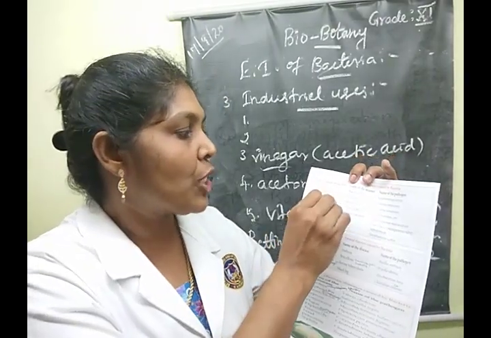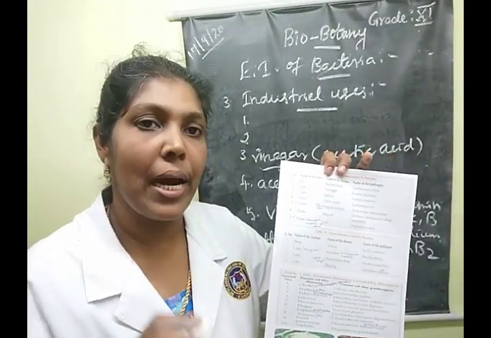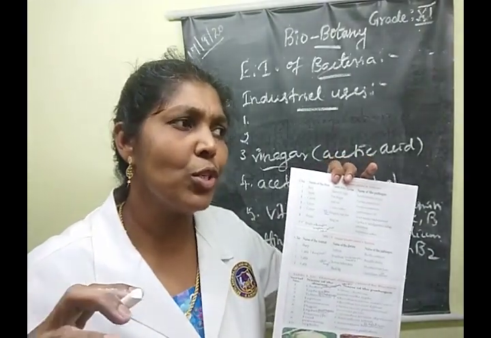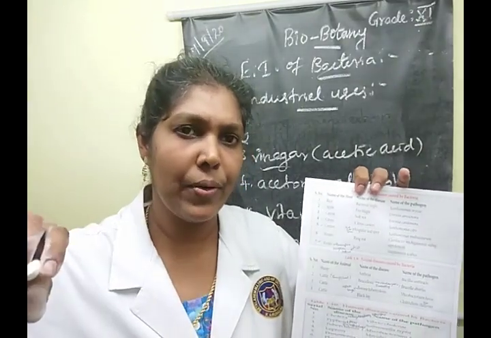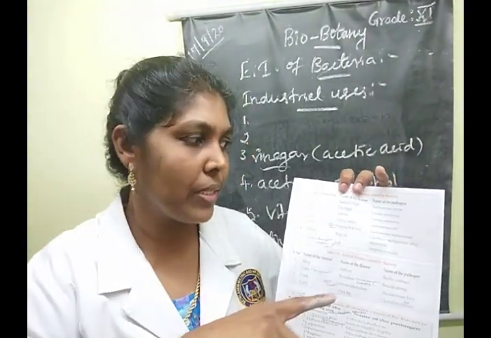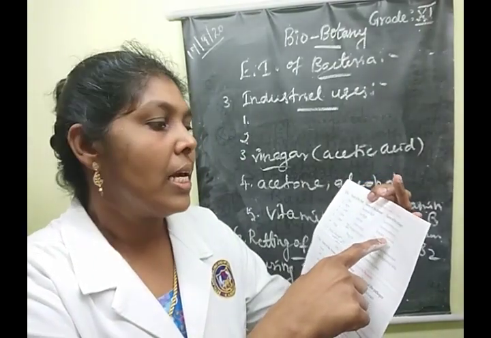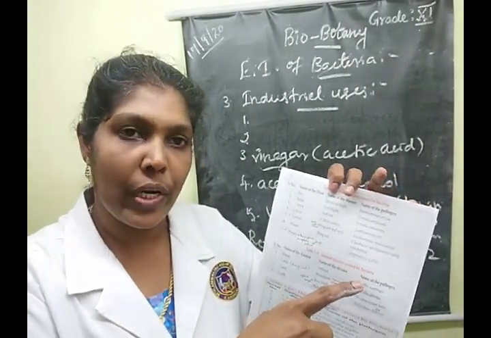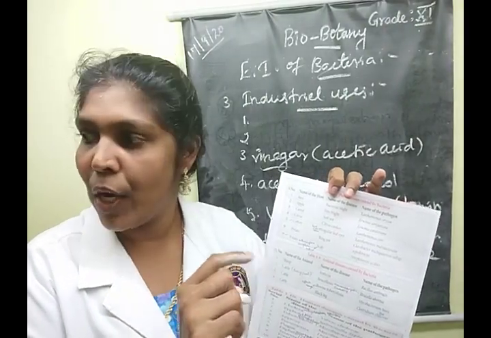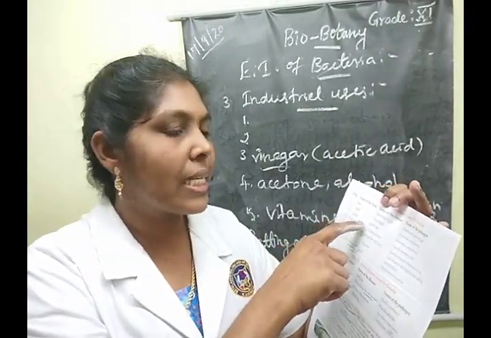The pathogen is known as Xanthomonas oryzae. The next one is apple. The disease name is fire blight. Fire blight means the leaves turn golden in color and the leaves burst. Those are the symptoms. The name of the pathogen is Erwinia amylovora.